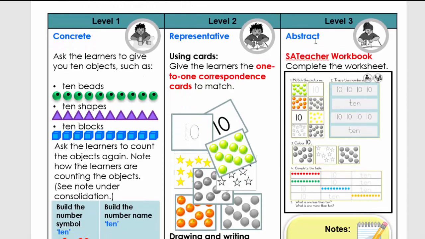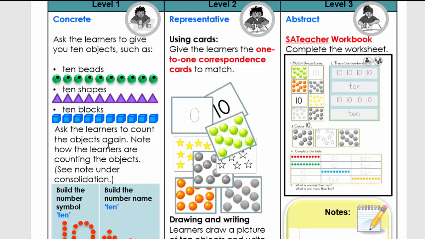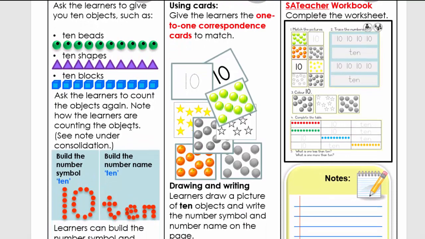So level 1, 2, and 3: concrete, representative, abstract. This is an approach or model used internationally so learners understand mathematics. Already we started the lesson by using concrete resources, but maybe you need to revise some of these activities if the children struggled, or you need to do the activity again using concrete resources, counting up to 10, bold the number 10, bold the word 10.